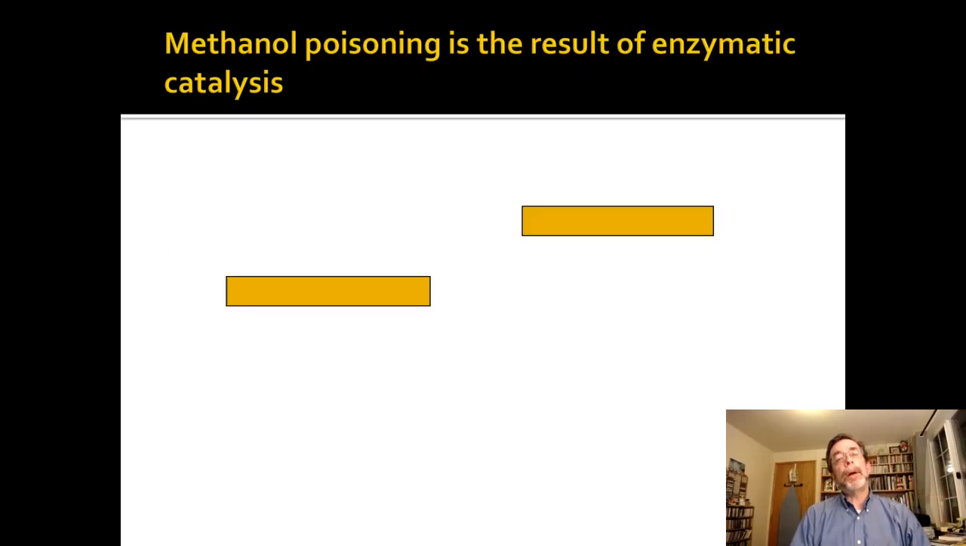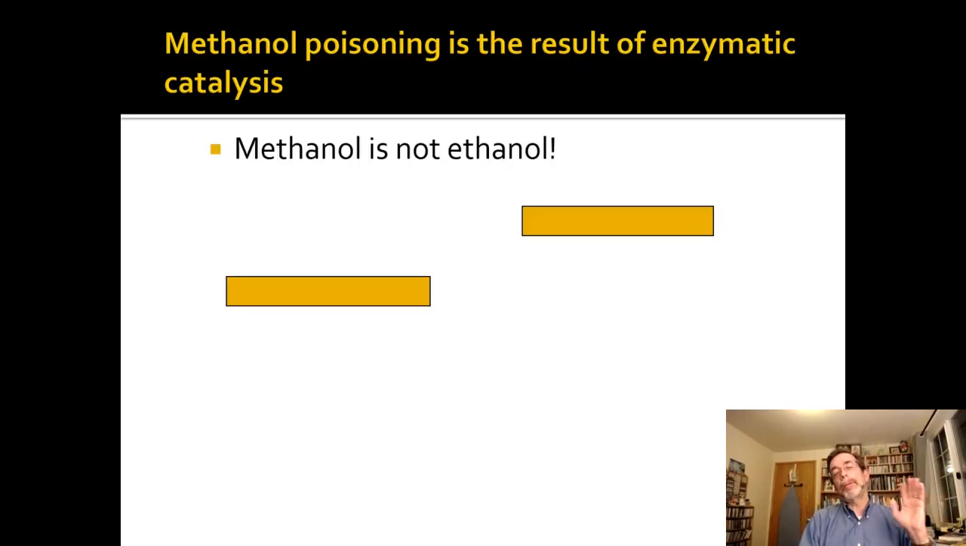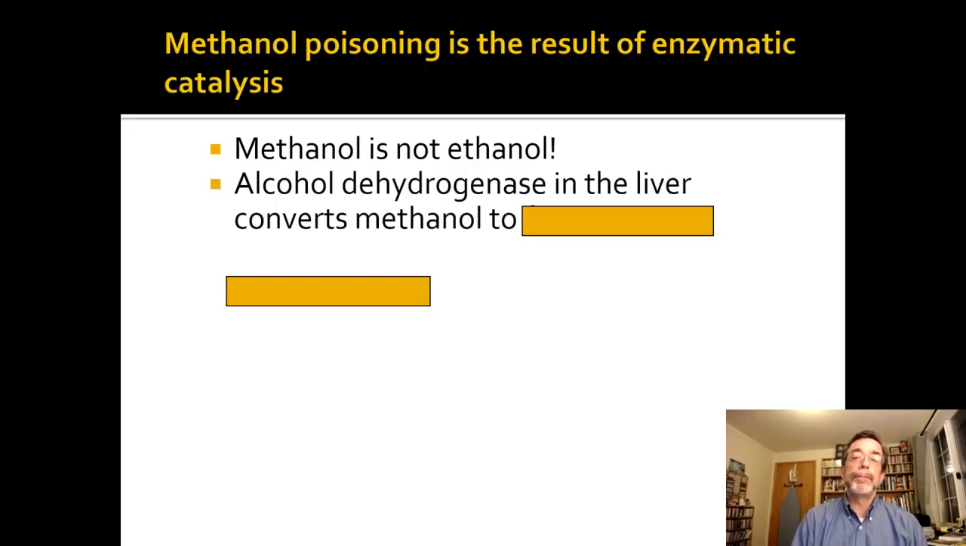And in fact, methanol poisoning is another example. Now remember, methanol is not ethanol. It's got 1 carbon shorter, and it's actually much more toxic to you than ethanol. Ethanol is a little toxic as it is, but methanol is actually super toxic, and you ever wonder why?